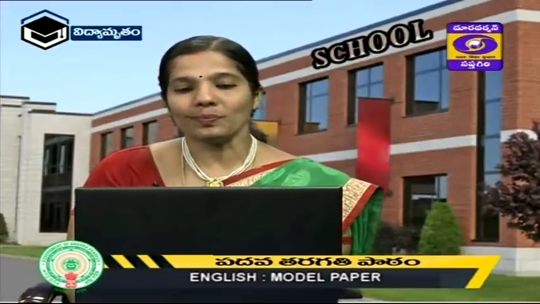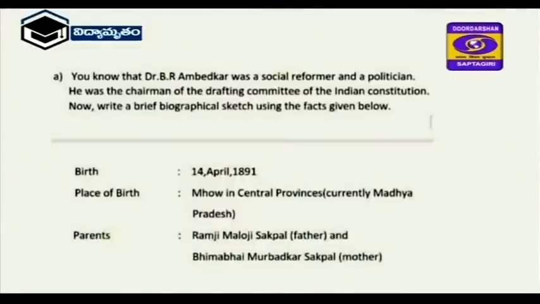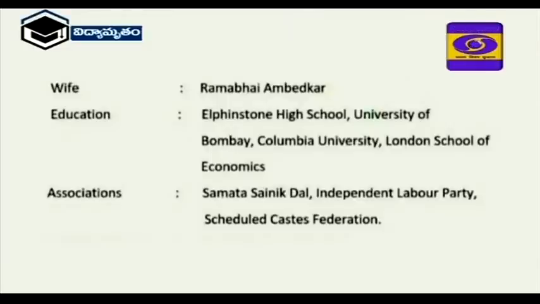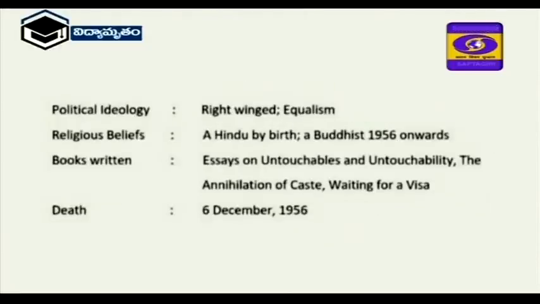You are given the details of Dr. B.R. Ambedkar. His date of birth is 14th April 1891. Place of birth is Central Provinces, currently Madhya Pradesh. Parents are Ramji Maloji Sakpal and Bhimabai Murpat Sakpal, and wife Ramabai Ambedkar. Education: Elphinstone High School, University of Bombay, Columbia University, London School of Economics. Associations: Samata Sainik Dal, Independent Labour Party, Scheduled Caste Federation. Political ideology and religious beliefs are given there.